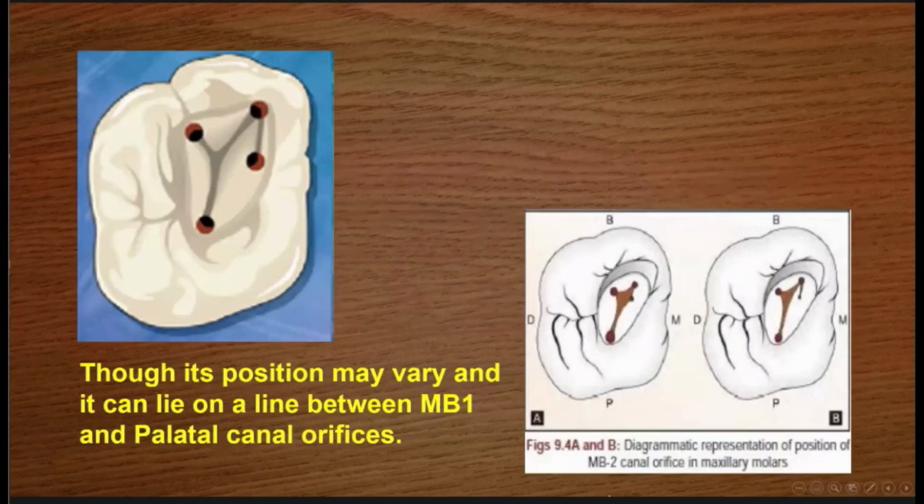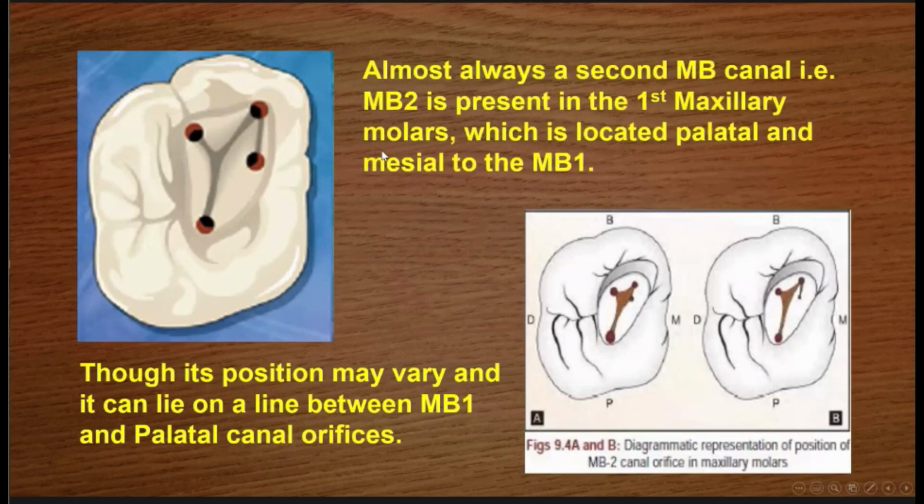So you see here 2 points. Almost always a second mesiobuccal canal, that is mesiobuccal 2, is present in the first maxillary molars, which is located palatal and mesial to the mesiobuccal 1. This is the mesiobuccal canal, palatal canal, distal canal. Mesiobuccal 1, we name it mesiobuccal 1. A little bit lingual to the mesiobuccal 1, there is another canal which is known as mesiobuccal 2.